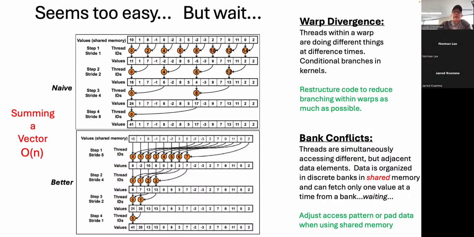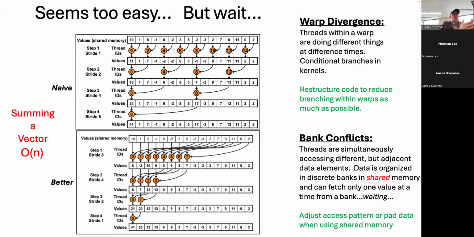And so, the other thing is bank conflict. That's another thing to be worried about, right? A bank conflict is where threads try to access the same shared memory. This only really applies to shared memory, but they try to access the same bank in the shared memory, but they're looking at different values.